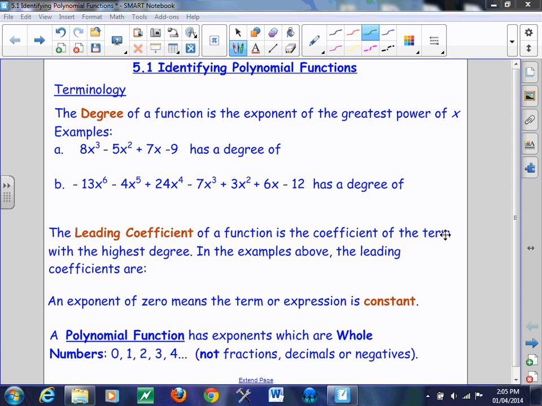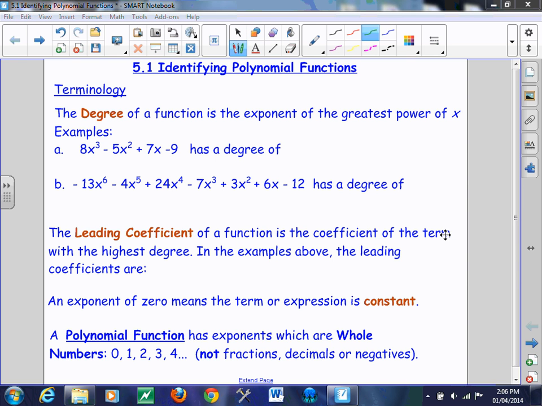We're taking a look at polynomials this unit. So first thing we're going to do is take a look at lesson 5.1, identifying polynomial functions. Let's go over some terminology. Most of this should be a review from grade 11, but again, some might be new for you.